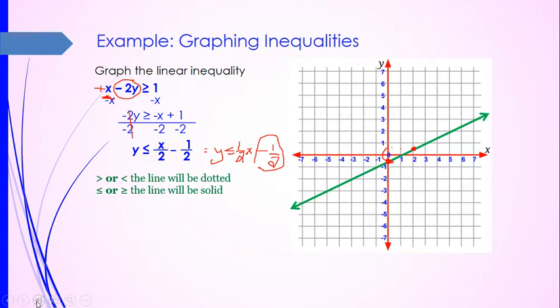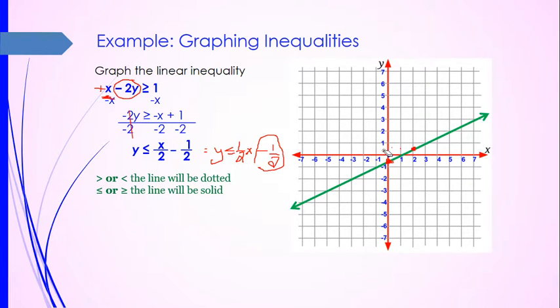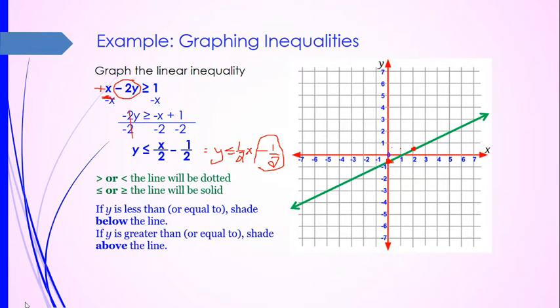Now next I have to decide where to shade. So we look at our inequality symbol and we see that it says less than. That means I need to shade below. Less than is shaded below. So you can see here we shade it below and we've graphed our inequality.